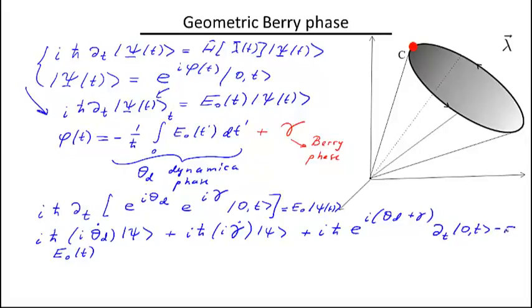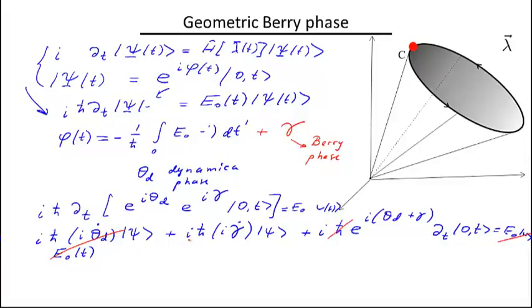And the right-hand side is E naught times psi, which, as I already mentioned, is going to be cancelled precisely by the first term in the left-hand side. That's why we introduced this dynamical phase in the first place. And now what remains is simply to balance out these two terms. And as you can see, a lot of things cancel out.